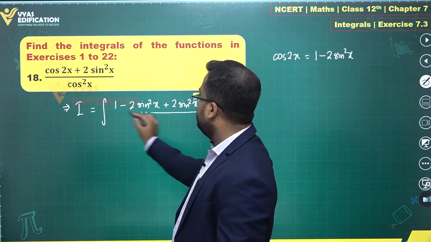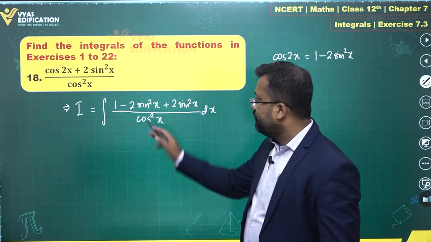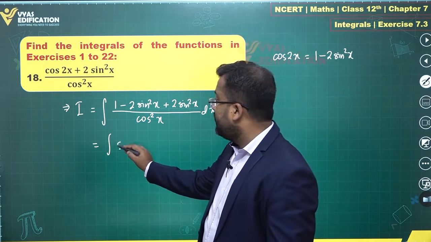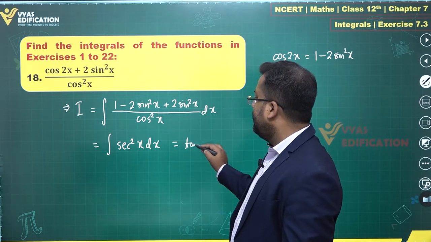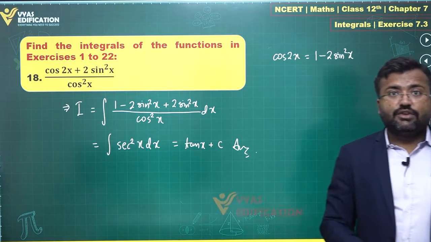These get cancelled. In the denominator, you have cos square x dx. This is 1 upon cos square x, which is actually sec square x dx. The integral of sec square x is simply tan x plus a constant of integration, and that is the required answer for this question. That's all.